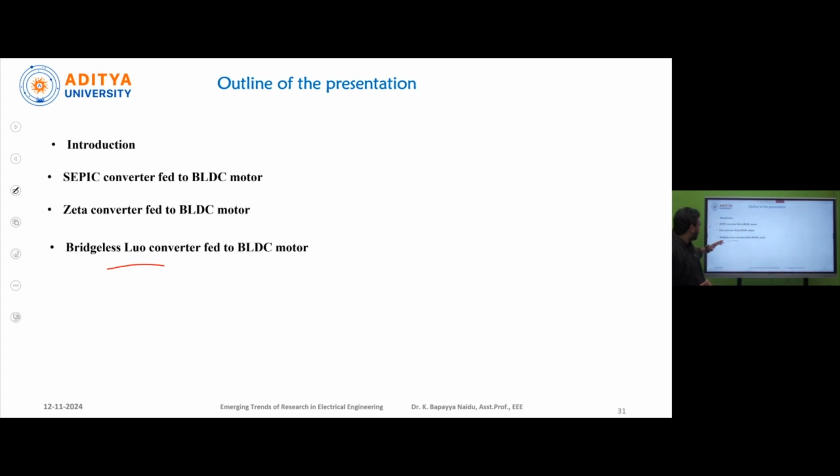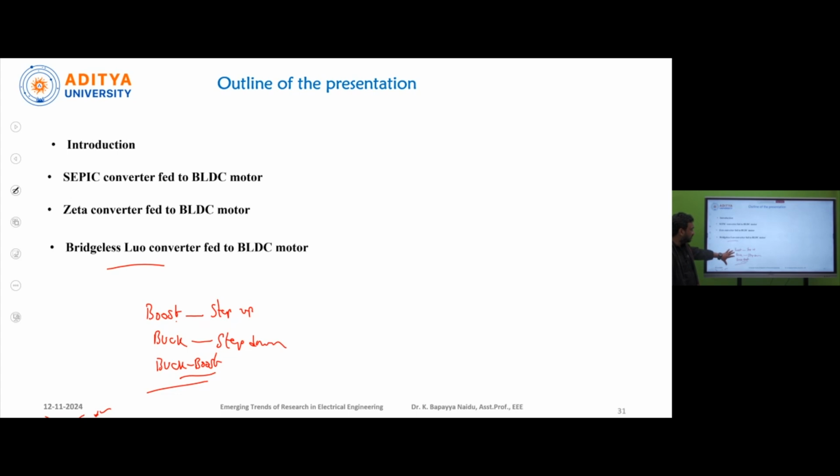Okay, now why do we go for this type of converters? Actually the basic converters are the boost converter, buck converter and buck boost converter. Why are we choosing this type of converter, SEPIC, Zeta or bridgeless Luo converter? Well, because I think you have some idea about the buck converter and boost converter. Coming to the buck converter, it is nothing but a step down converter. The boost converter is also known as a step up converter. Whenever you are using buck boost, it is also known as a step up and step down converter.